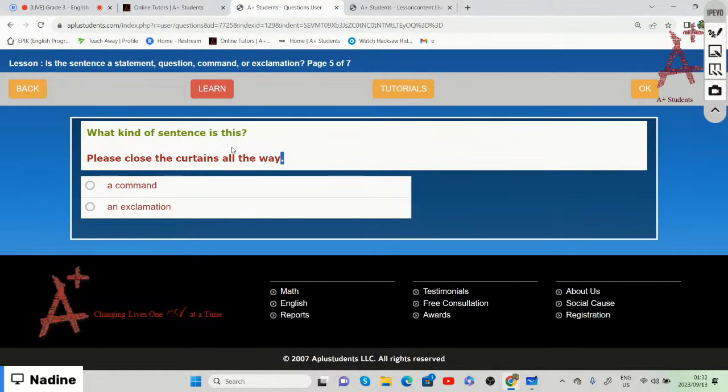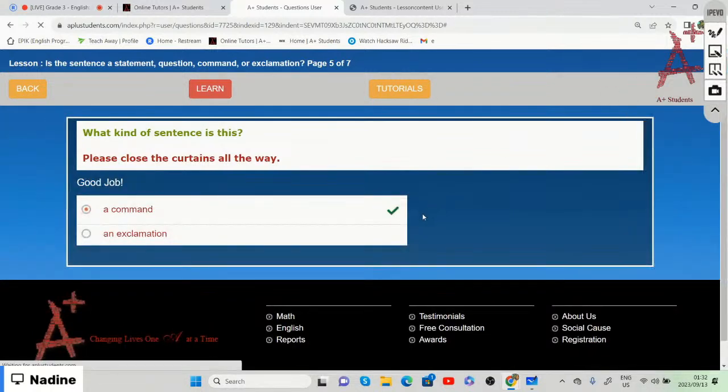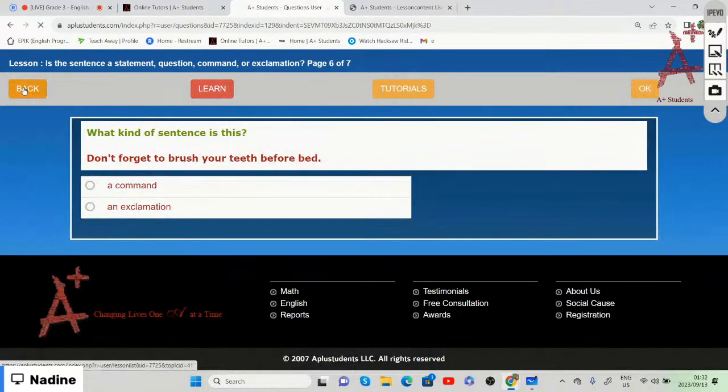Please close the curtains all the way. And in this case, this is telling someone to do something, which means that this is a command. It is a request, right? You're telling someone to please close the curtains all the way. So that is a command.